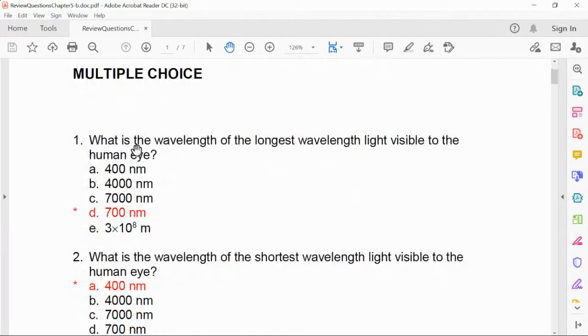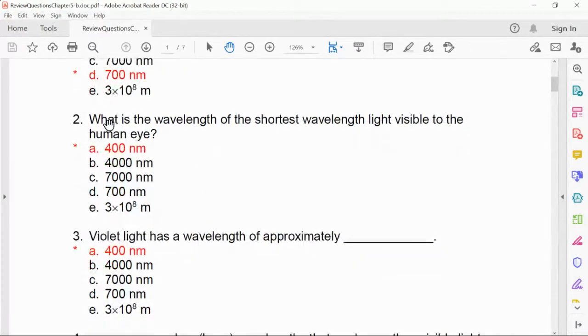And so the first question here: what is the wavelength of the longest wavelength light visible to the human eye? You know the range. It's from 400 nanometers to 700 nanometers. So the longest wavelength here is 700 nanometers. I told you about another unit, which we call angstrom, and you may hear that, but it will be 7,000 angstrom in that case.